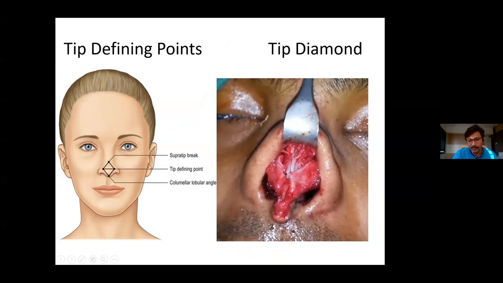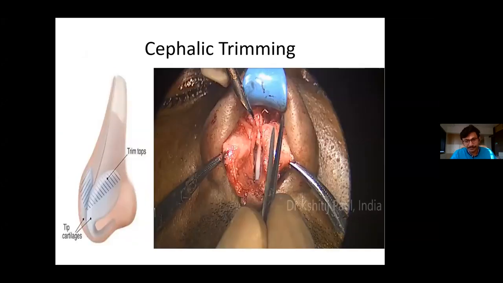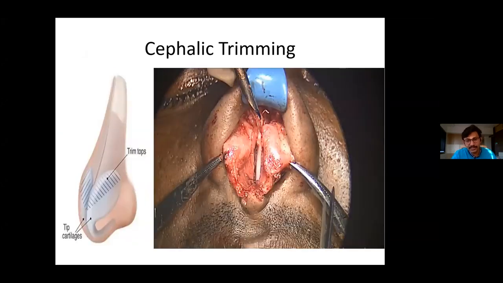This upper part, these are the two tip defining points, as you can see here, which corresponds to the philtrum, and also this upper part corresponds to the supratip break point, and this lower part of this tip diamond corresponds to the columella break point. So let's see all these things one by one.